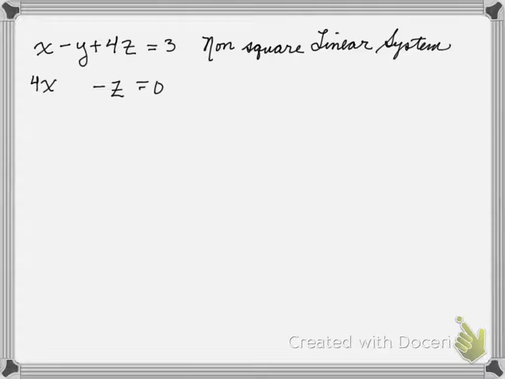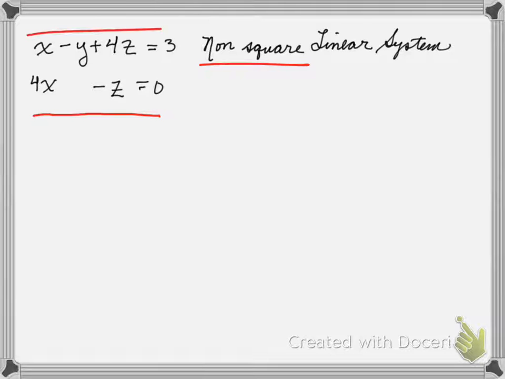Hi, this is Mr. Manley, and I'm going to look at a non-square linear system. If you've looked at some videos or done some study on solving a system of equations in 3 variables, this is in that family of problems. The non-square element of this, that this is a non-square system, means that it doesn't have a third equation.